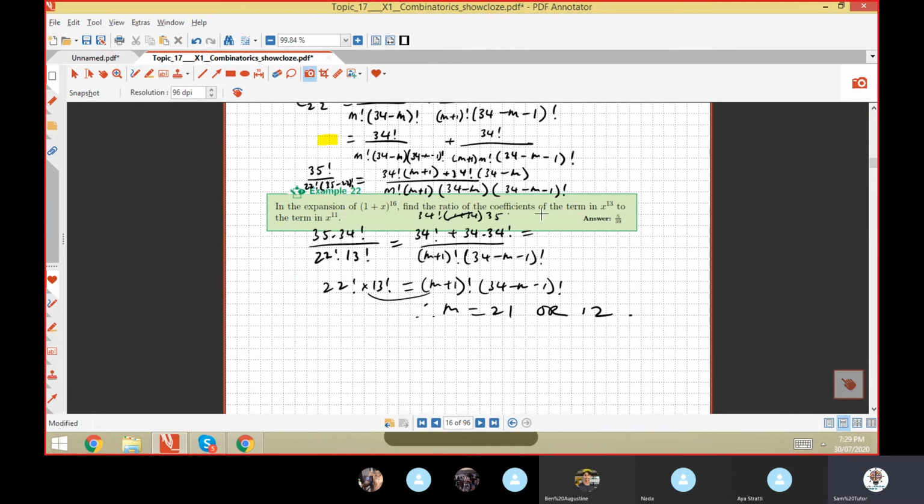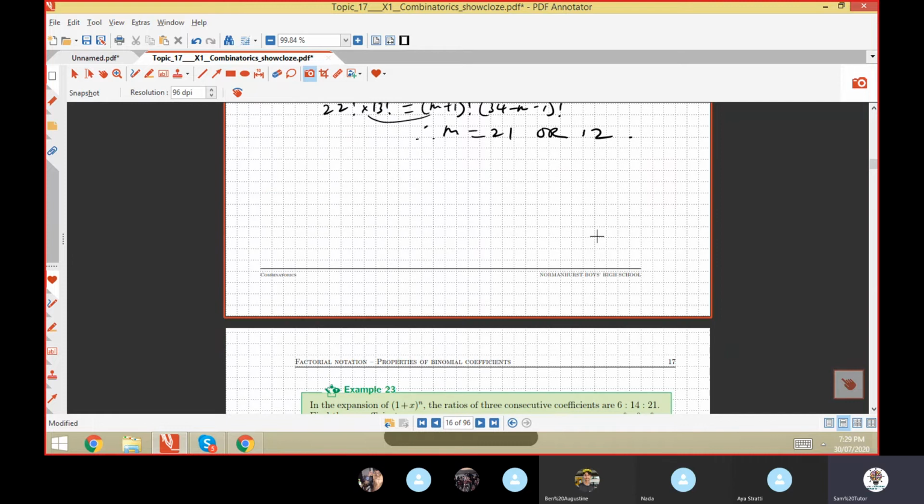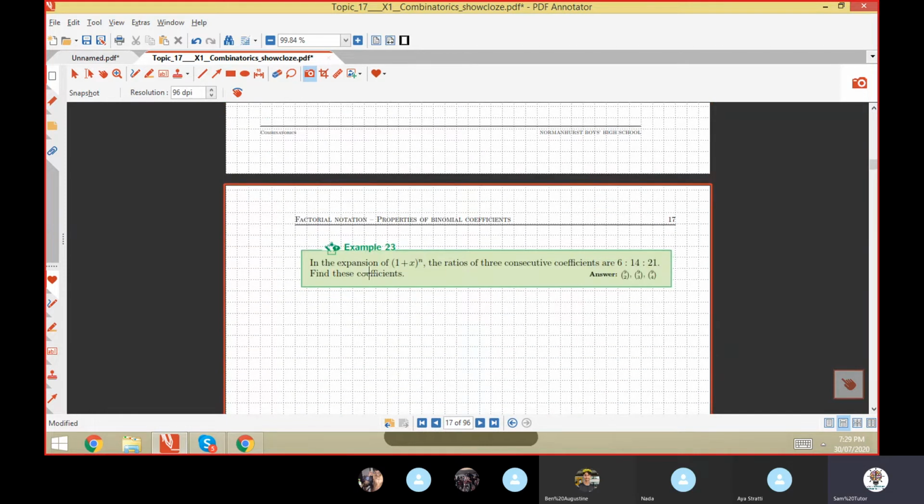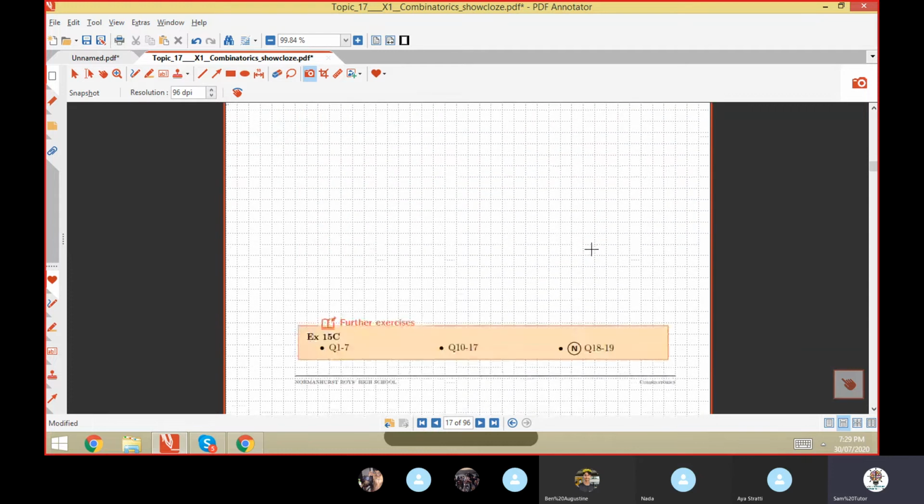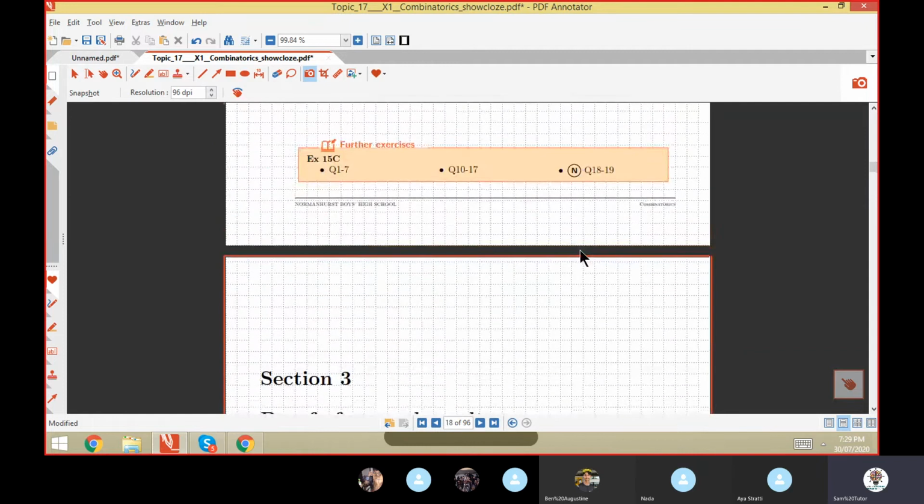In the expansion, find the ratio of the coefficients. You're just trying to find the ratio, which means you'll find the coefficient of this, find the coefficient of this, and then divide them. So that's not even anything too crazy. In the expansion, the ratio of 3 consecutive coefficients are, find these coefficients. Well, that's a good one. Let's try that. Are we done? All right.